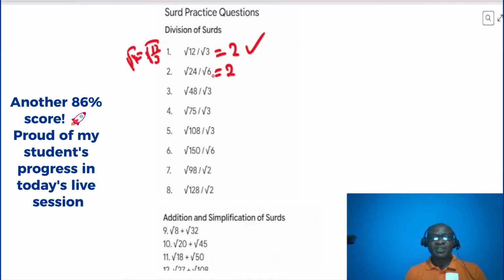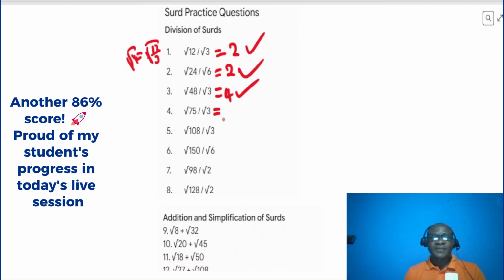That means if I divide 24 by 6, I get 4. Square root of 4 is 2. Correct. Number 3. 4. If I divide 48 by 3, I get 16. Square root of 16 is 4. Number 4.